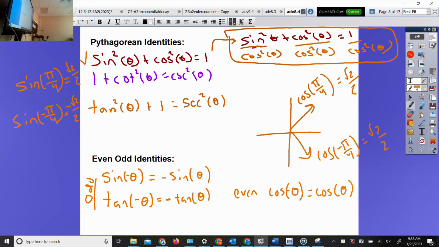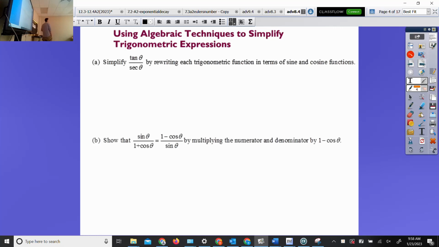Are you doing anything interesting yet? Did you find me a proof coming up maybe? This is so much. Using algebraic techniques to simplify trigonometric expressions. I know it is. A lot of big words. Just what you see next, simplify. Simplify this expression by rewriting. These are just techniques to actually build you up to what's called proofs.